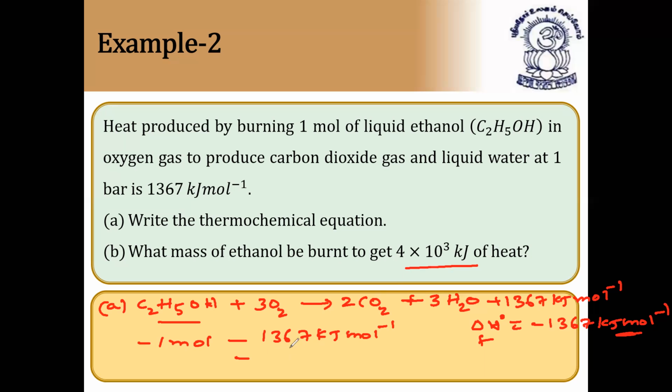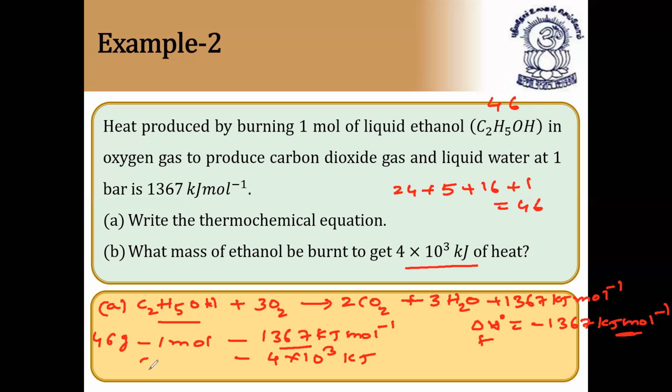So what is the mass of ethanol? The energy is given as 4 into 10 to the power of 3 kilojoules per mole. So for ethanol, what is the molecular weight? C2 means carbon 2, 24, plus hydrogen 5, plus oxygen 16, plus 1. So 24 plus 1, 25, plus 5, 30, plus 16, 46. So the molecular weight of ethanol is 46. When 46 grams of ethanol is burned, it gives this much energy.